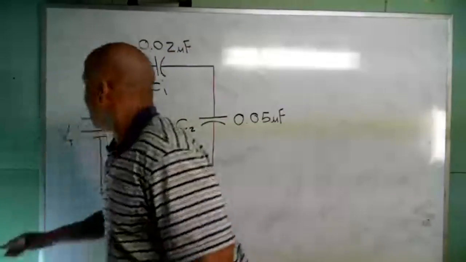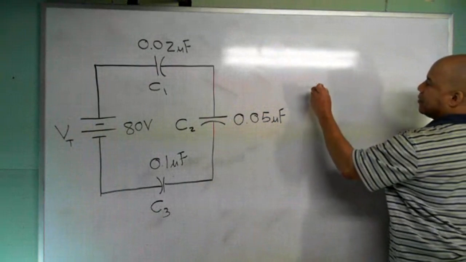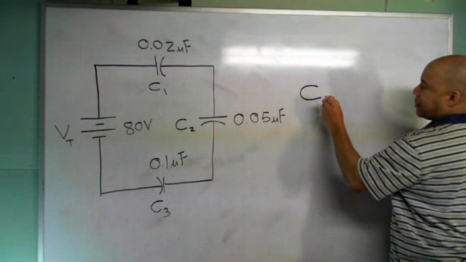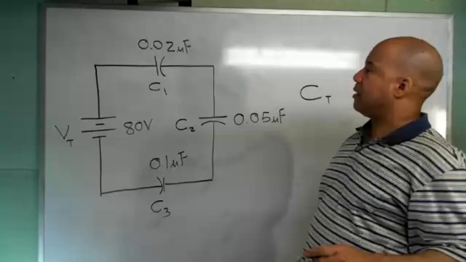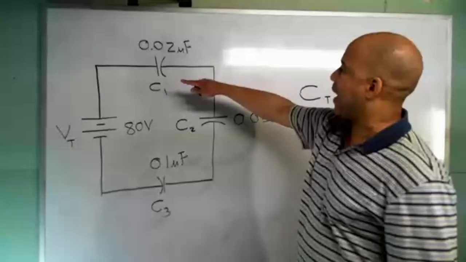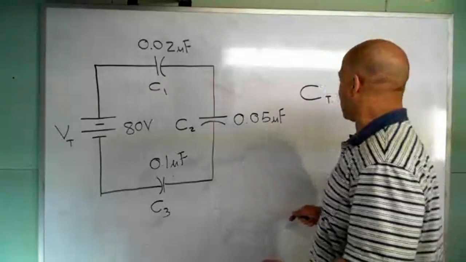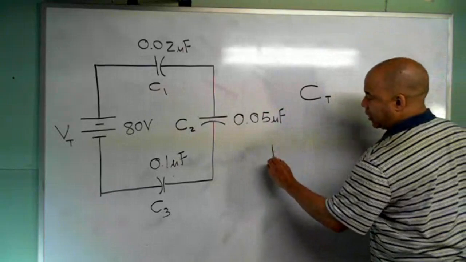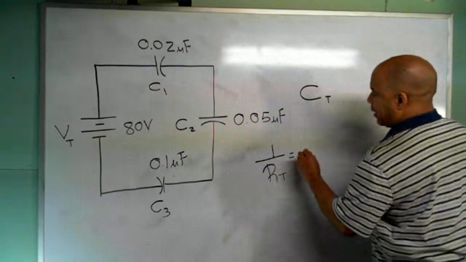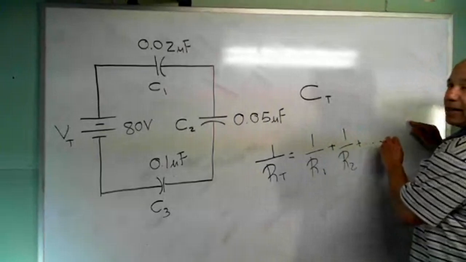So given a circuit of capacitors in series, and you know all the values, what you'll do is find the total capacitance. We've got to find CT. What you remember is what I said earlier: capacitors in series act like resistors in parallel. Capacitors in parallel act like resistors in series. So I have capacitors in series, and they act like resistors in parallel. Resistors in parallel act like this: 1 over RT equals 1 over R1 plus 1 over R2, and they keep going like that.